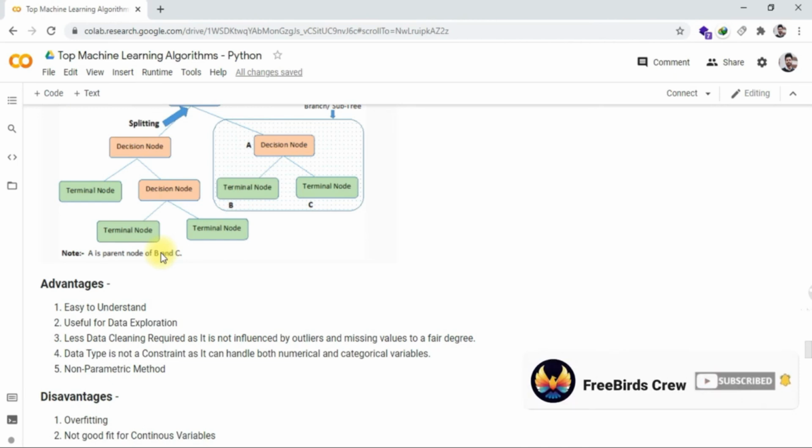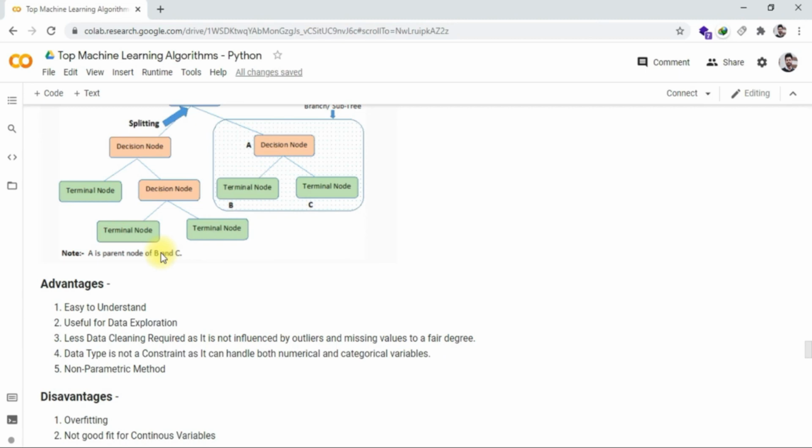And the disadvantages are overfitting and not being a good fit for continuous variables. Means if there are continuous variables in a very huge amount, like thousands of continuous variables, and then we have to split the data on the basis of that, that is kind of hard, or the accuracy will be less.